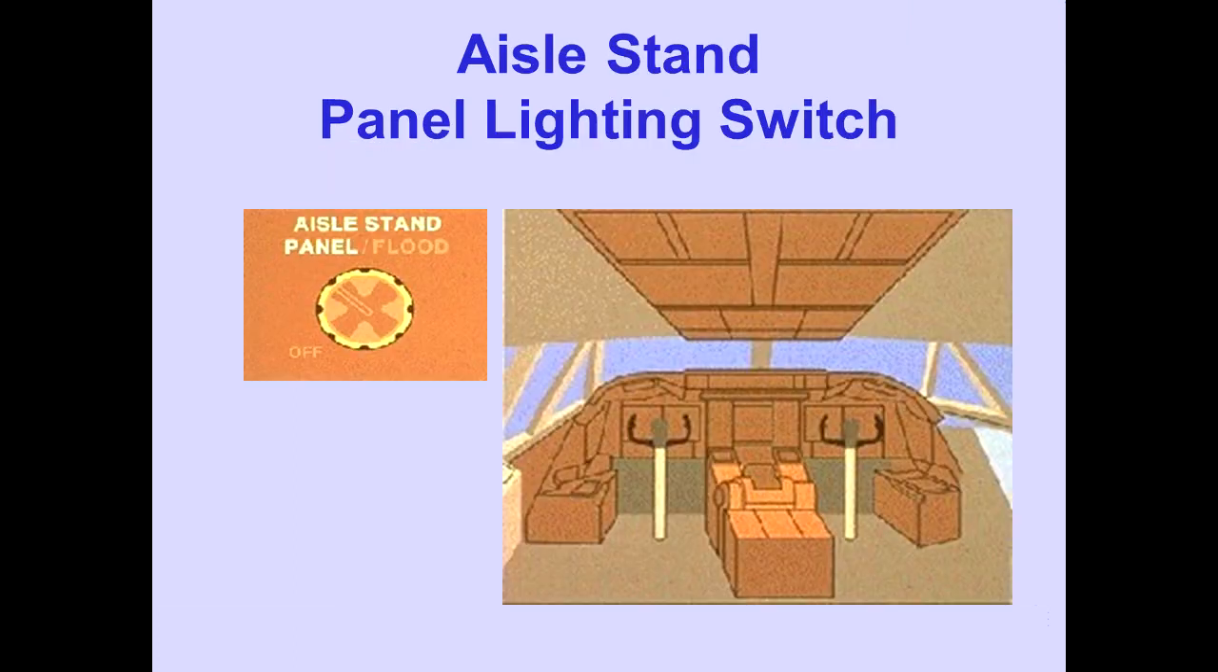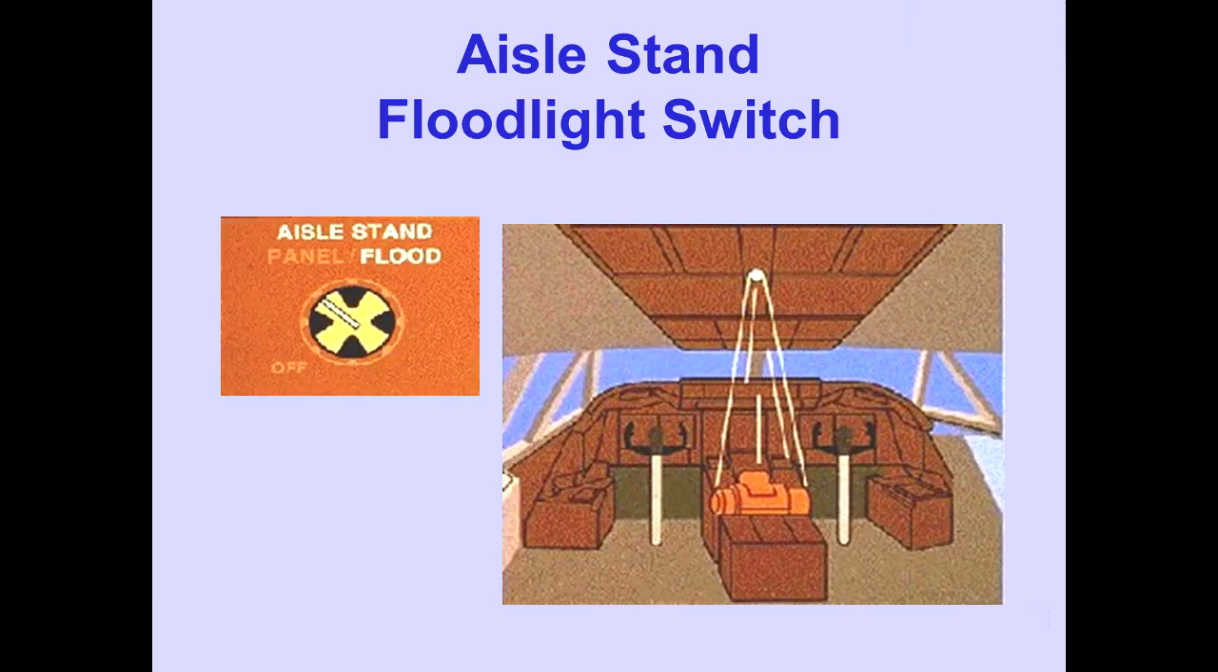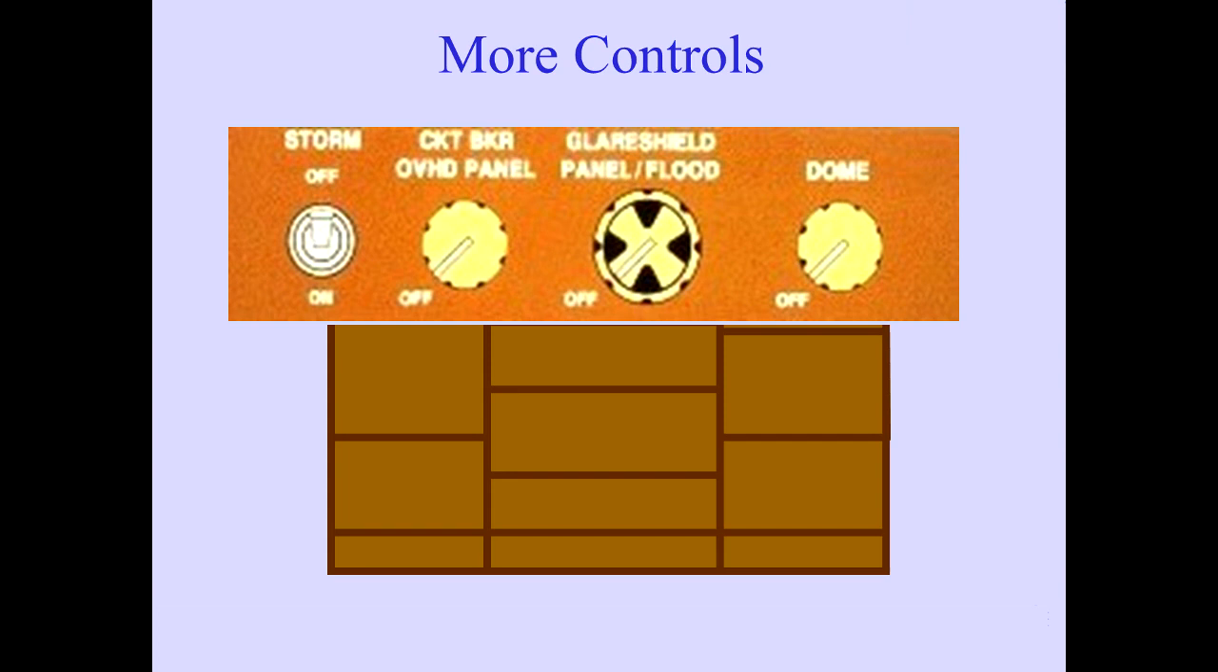The outer portion of the aisle stand panel flood control varies the brightness of the aisle stand panel lights. The inner portion of the aisle stand panel flood control varies floodlight brightness. Controls for storm, circuit breaker, glare shield, and dome lights are located on the overhead panel.